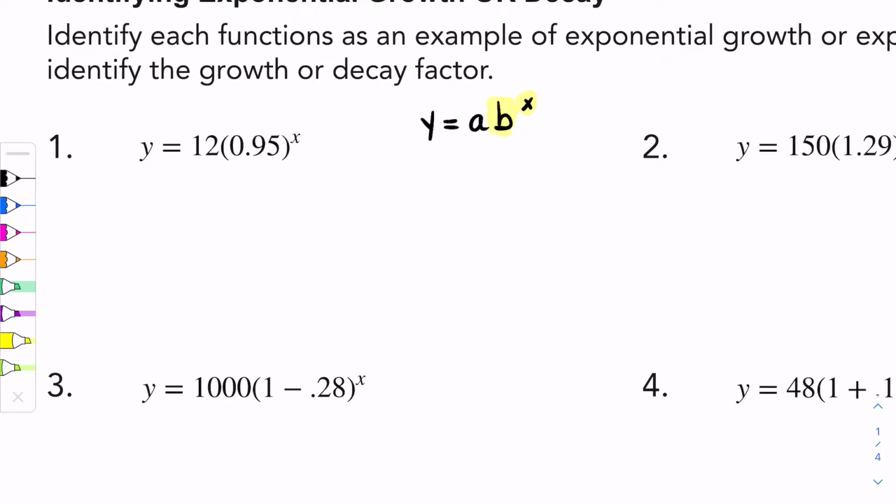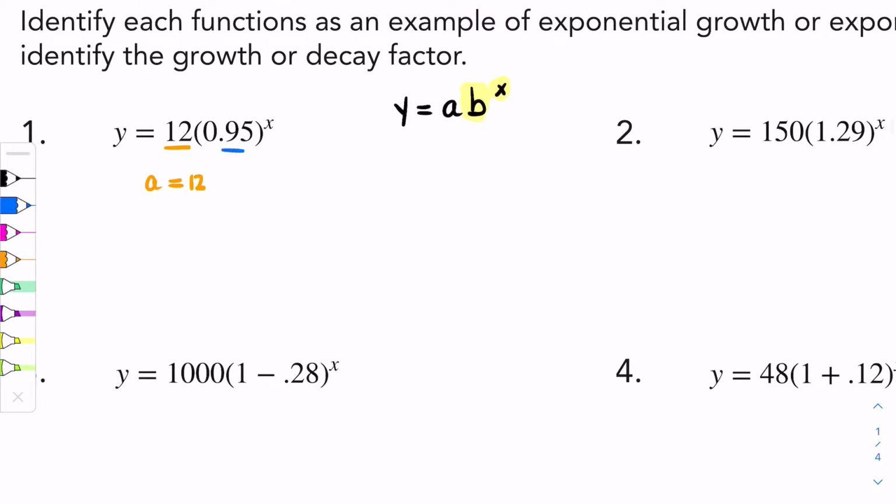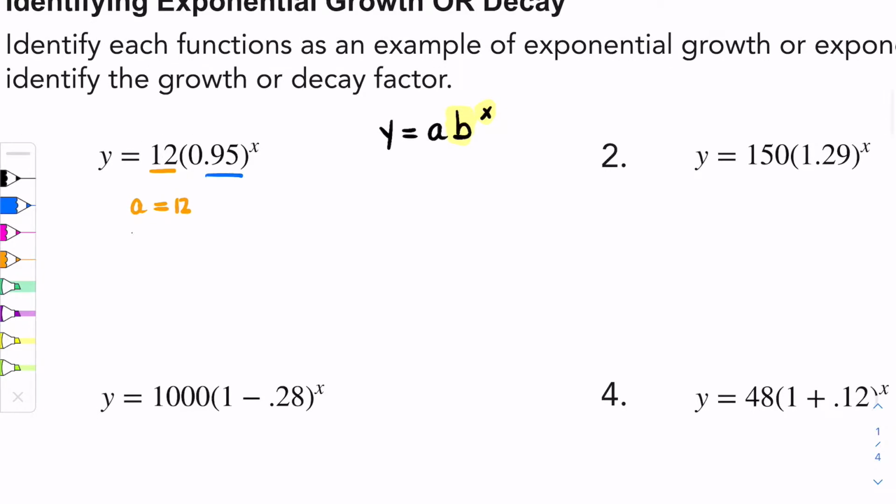All right, for number 1, we have 12 times 0.95 raised to the power of x. In this case, 12 is our a value, and 0.95 is our b value. 0.95 right here is between 0 and 1. That would tell us that this is going to be exponential decay.